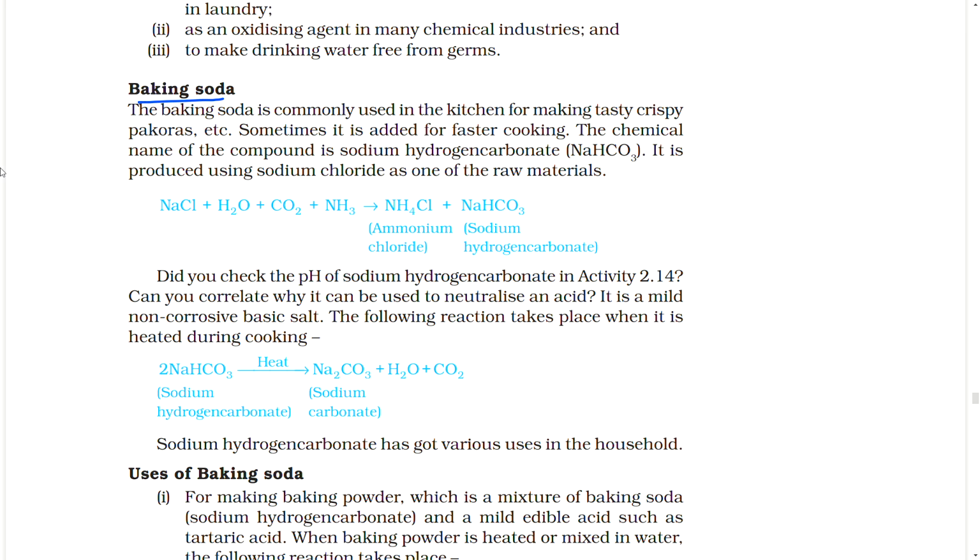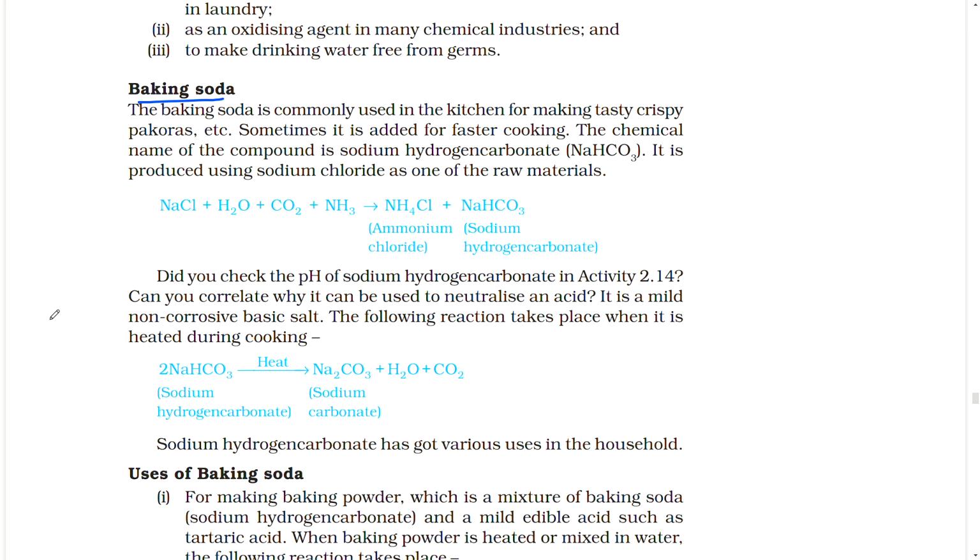Baking soda. Baking soda is commonly used in the kitchen for making tasty, crispy pakoras, etc. Sometimes it is added for faster cooking. The chemical name for the compound is sodium hydrogen carbonate, NaHCO3. It is produced using sodium chloride as one of the raw materials. NaCl + H2O + CO2 + NH3 → NH4Cl (ammonium chloride) + NaHCO3 (sodium hydrogen carbonate).